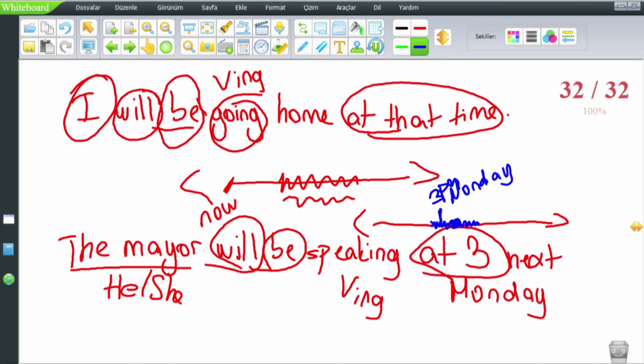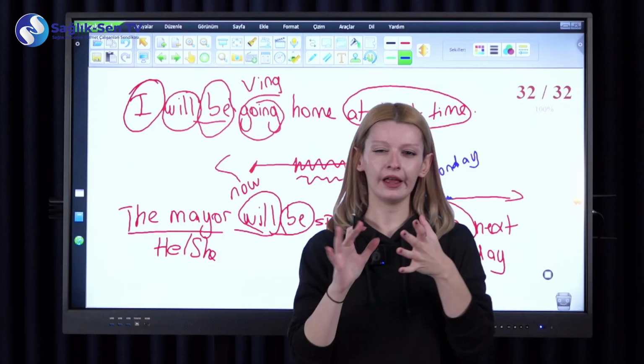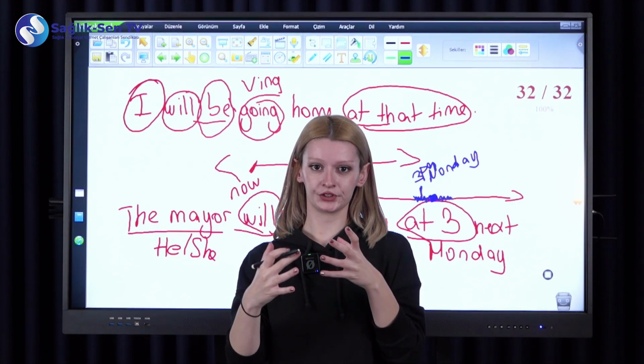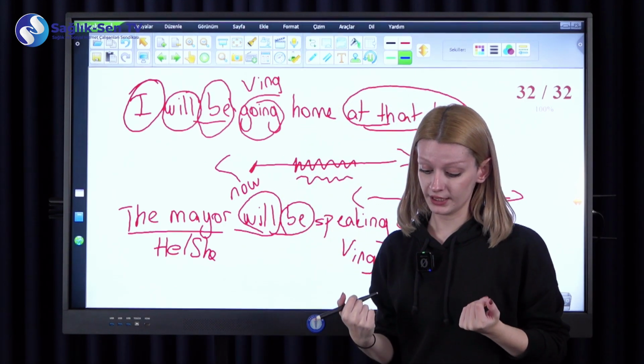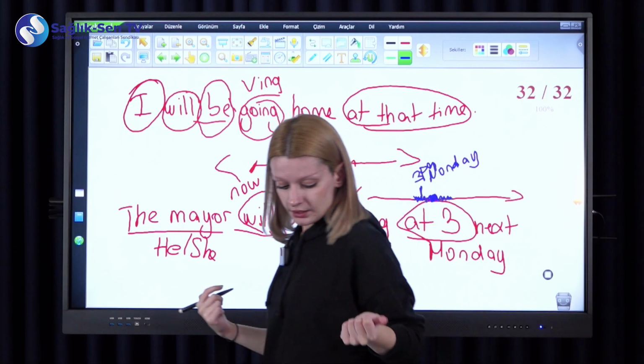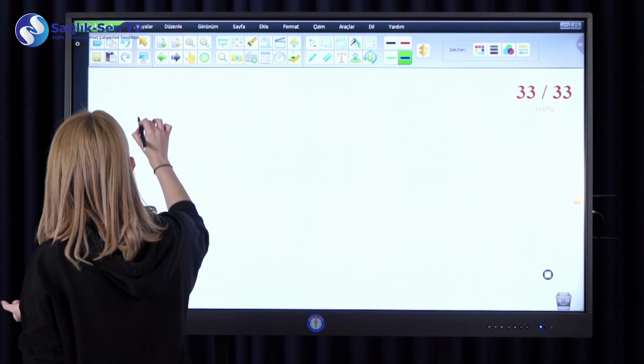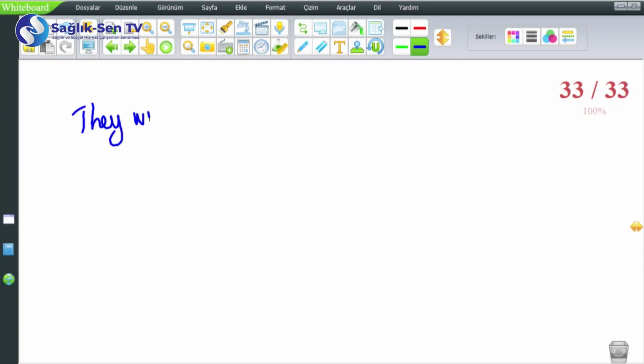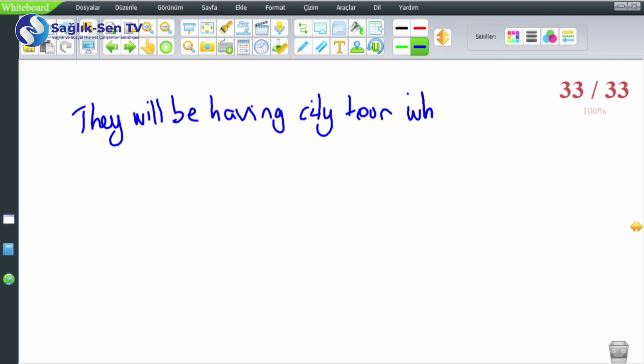But he will not only be speaking at 3. We can say about 3, before and after that. It gives the meaning of that. They will be having a city tour when you are at home.